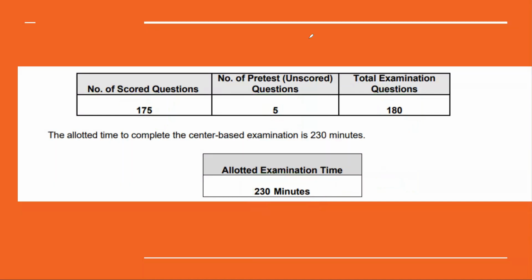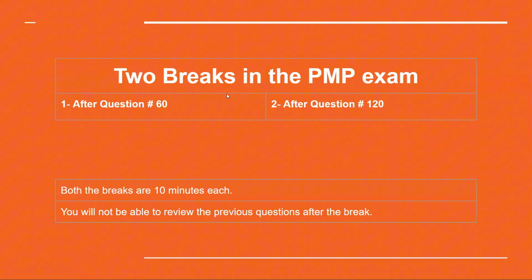Now let's move forward to how many breaks you will have in the exam and some other important considerations regarding the format. Okay, so the number of breaks that you will have in your exam are two. One break will appear after question number 60, and the other break will appear after question number 120. After you have solved the first 60 questions, you will be able to take the first break, and after you've solved the next 60 set of questions, you'll be able to take the next break.